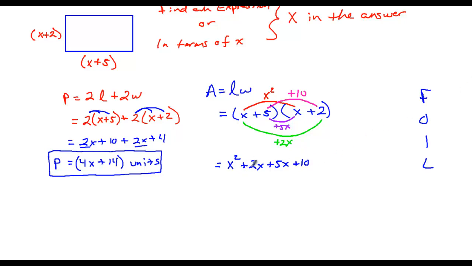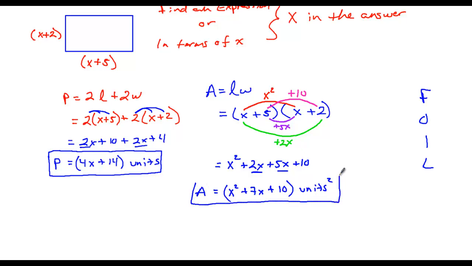Now I have what's called a quadratic expression here. Quadratic is because of the x squared. But that doesn't really bother me because I'm not going to do anything else with it except look for like terms. And I have a 2x and I have a 5x. So I'm going to combine those together and get x squared plus 7x plus 10 units squared. And that's the area of this rectangle that we're working with.